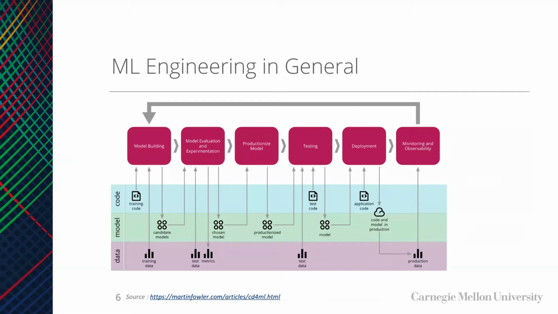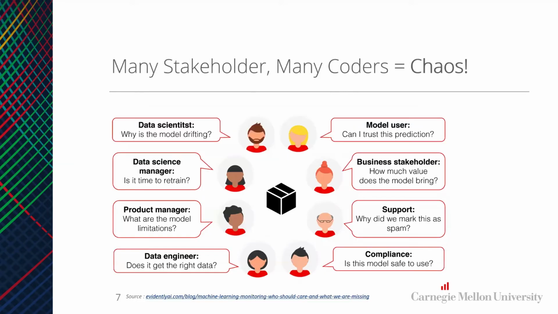In general, machine learning engineering model building has multiple phases. As you can see, model building, evaluation, productionizing, testing, deployment, and monitoring require multiple codes, models, and data to be structured. So we need version control and process control across all these aspects. The challenge that often occurs is that when many coders and stakeholders work together, it causes chaos. In order to control the movement of information and structure our workflow, we utilize ML operations tools.